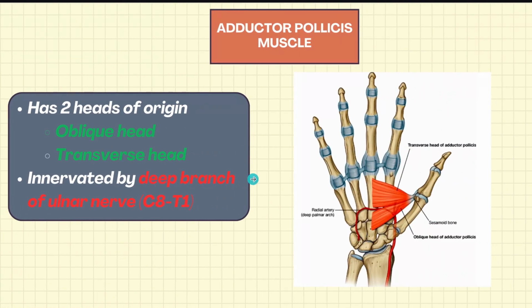Now we're going to talk about the adductor pollicis muscle. It's also for the thumb, however, it's not part of the thenar compartment. The adductor pollicis muscle has two heads. It has an oblique head and a transverse head. And it's also innervated by the deep branch of the ulnar nerve. So not the median nerve, but the ulnar nerve.